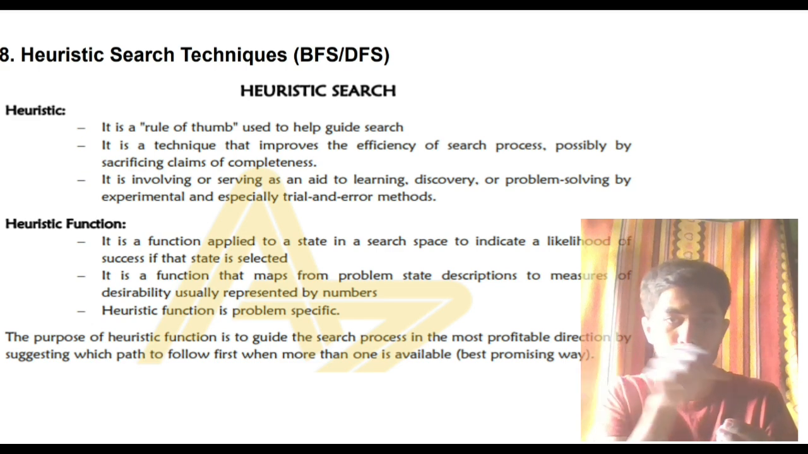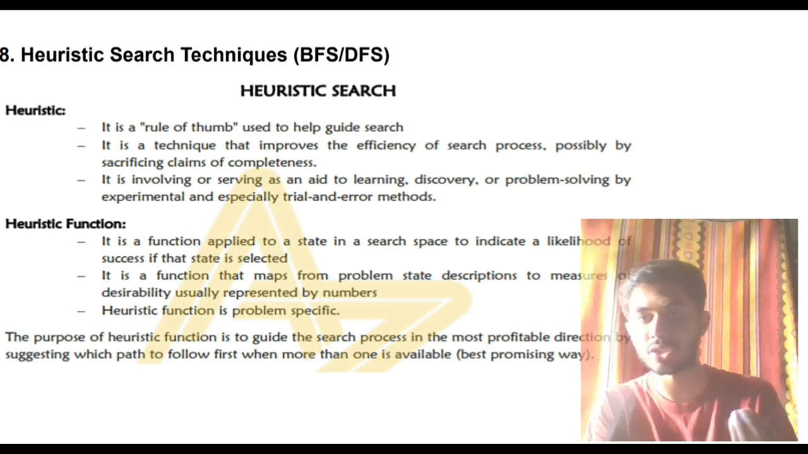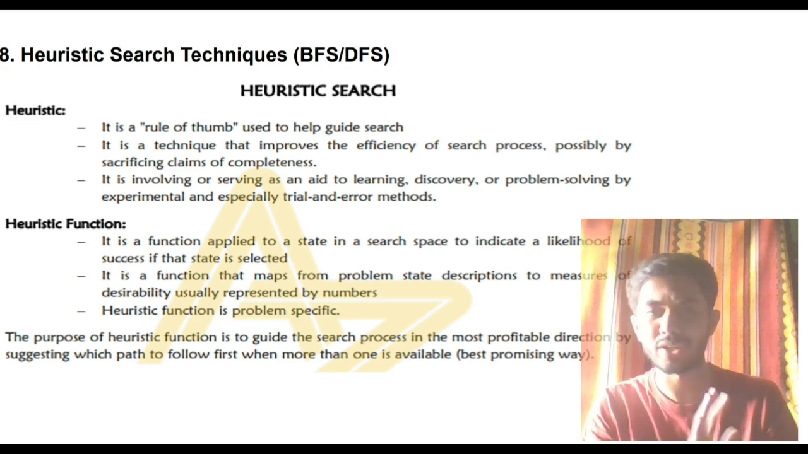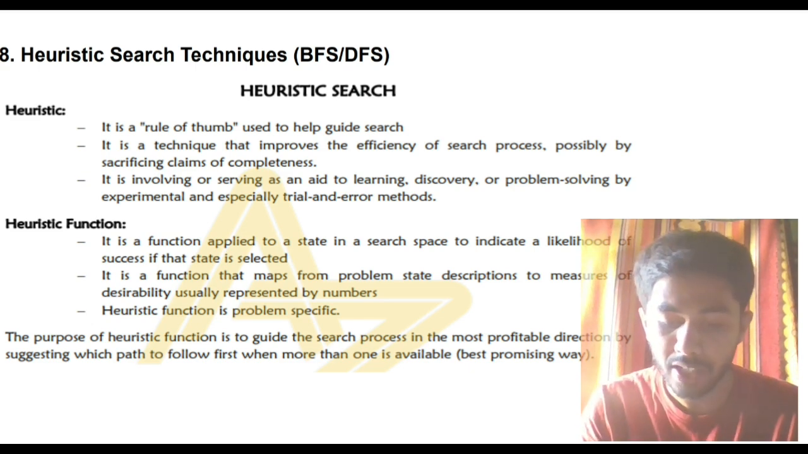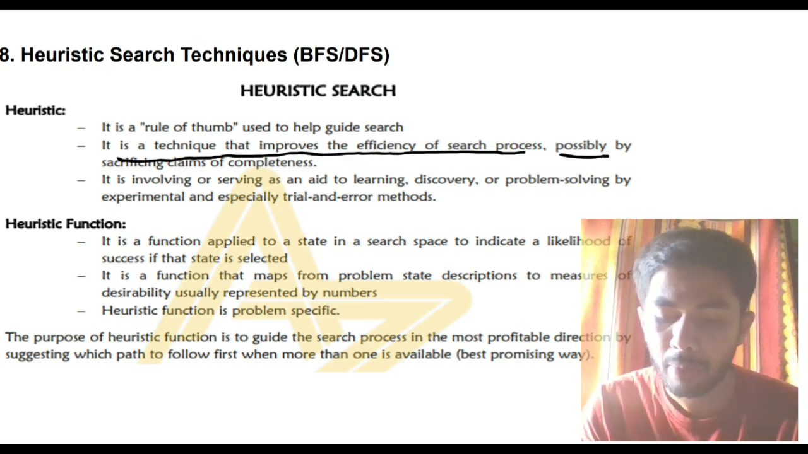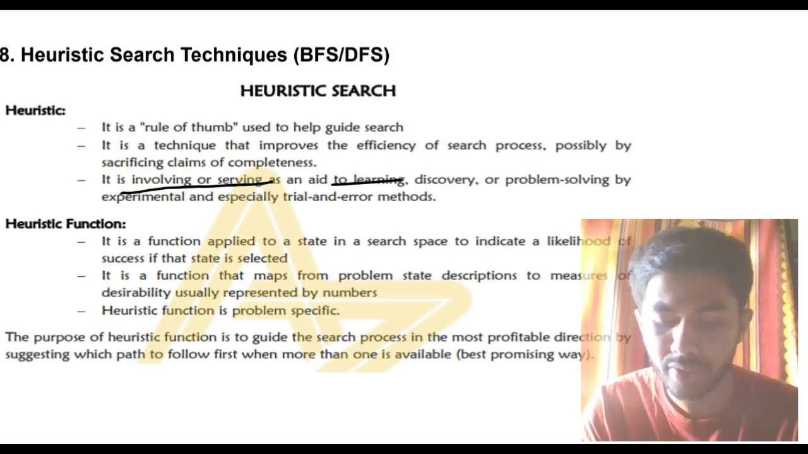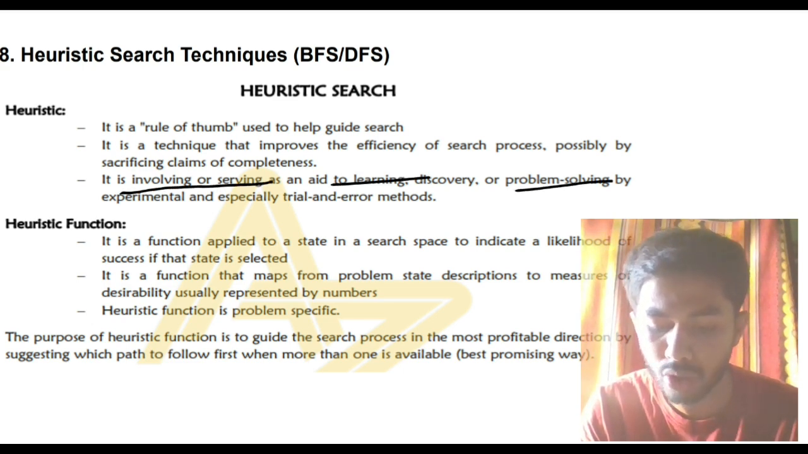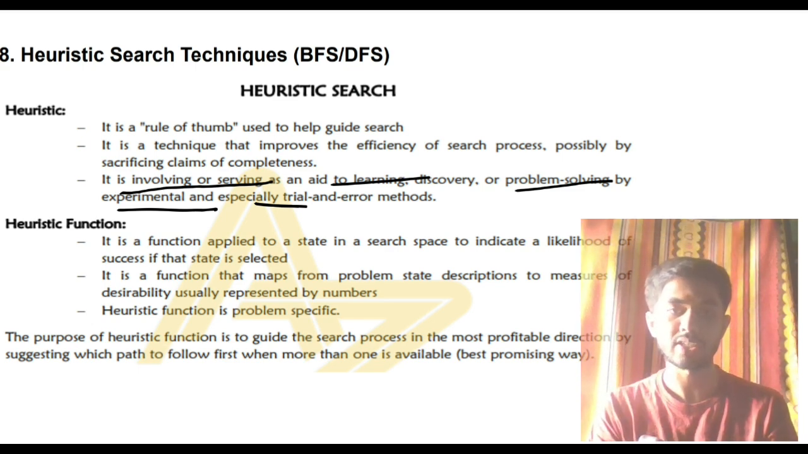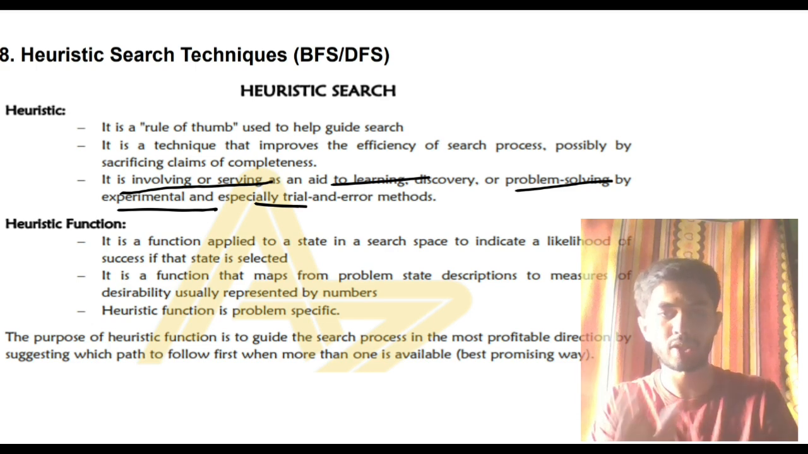Heuristic means it will know the context of what is the best way possible to reach from one point to another point. Coming to exam point of view, what you have to write, don't write Antarctica and America and all. Write this: it is a technique that improves the efficiency of the search process, possibly by sacrificing the claims of completeness. It involves serving as an aid to learning or discovery or problem solving by experimental, especially trial and error methods. By using these techniques, it is finding an optimal solution by knowing the context of the problem. Okay, that is what is called heuristic. For this, obviously you will be using a heuristic function.